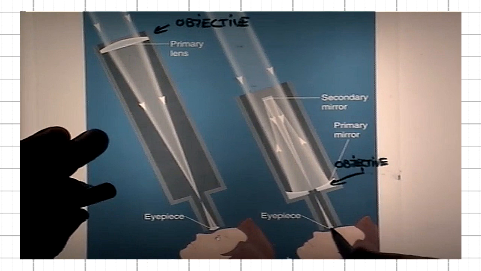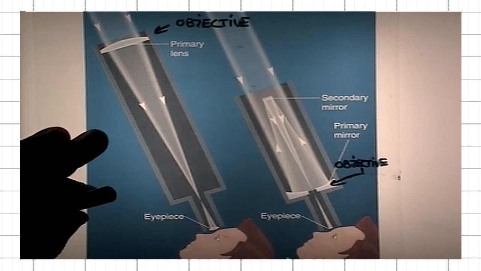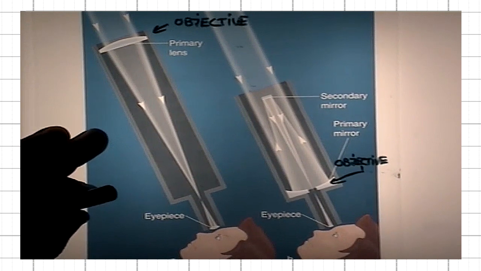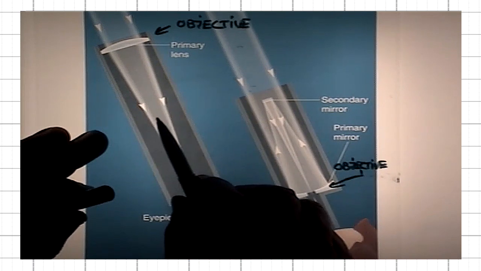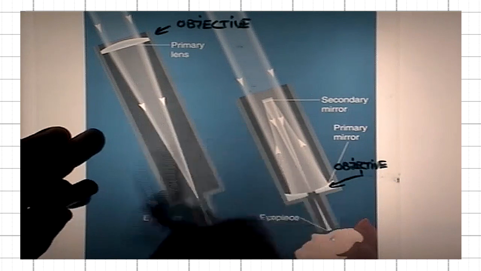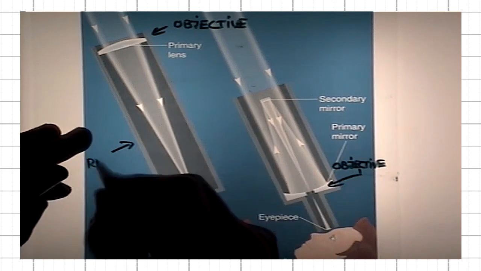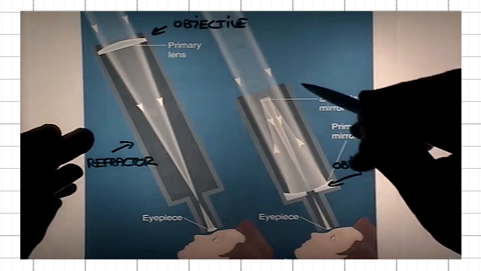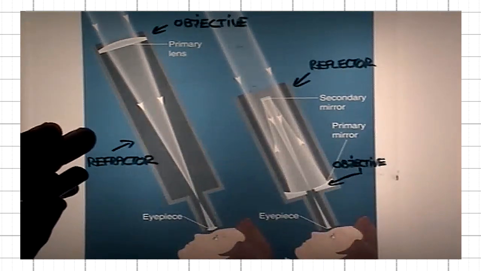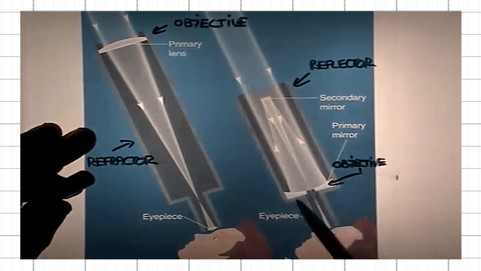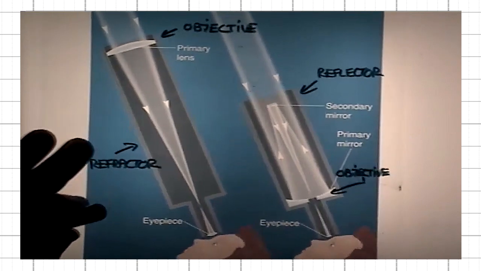And then again, there is another lens, a so-called eyepiece, that is used to enlarge the image so that it's easier to see things. So in general, this is the basic design of either a refractor or a reflector type telescope. A refractor is the one that uses a lens to collect the light, and a reflector is the one that uses mirrors to collect the light.